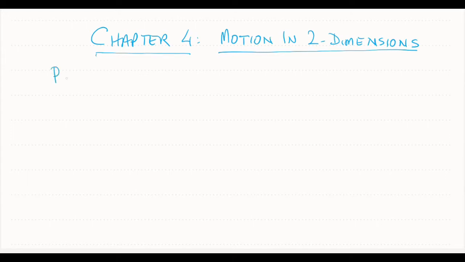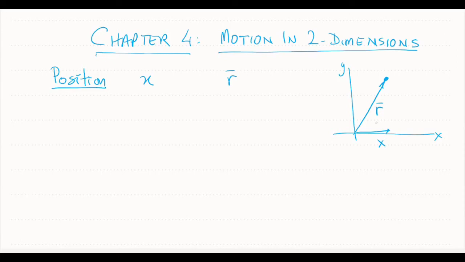The first thing we saw was position. In 1 dimension, the position was x, and in 2 dimensions, it would be a vector r. If this is our xy coordinate system, and we have a point somewhere here, this vector would be the vector r, and it would have 2 components, the x and the y components.